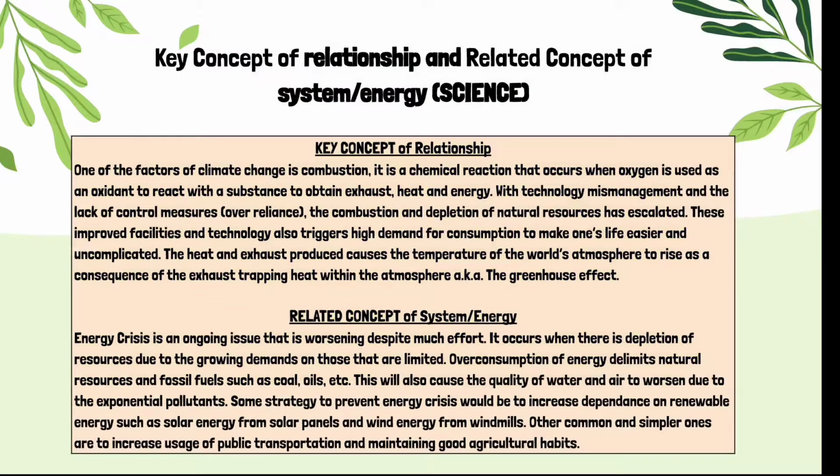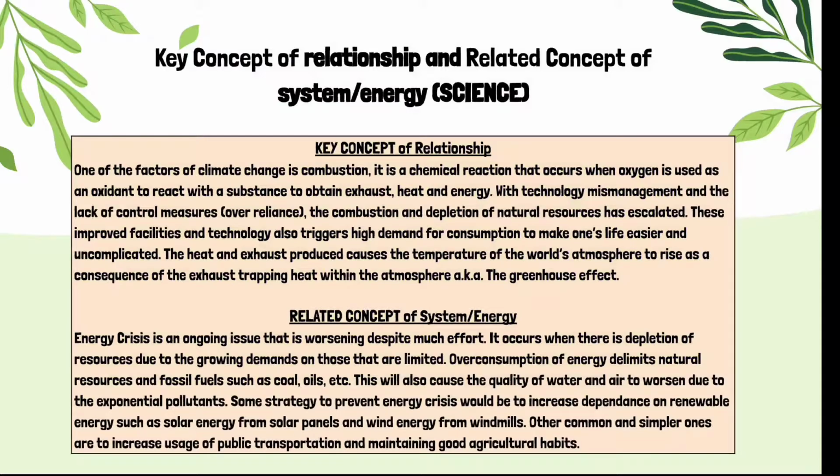Firstly, we have the key concept of relationship and related concepts of system or energy for science. We've learned that combustion for heat and energy is a factor of climate change, and that the mismanagement of technology from its over-reliance can escalate depletion and combustion of natural resources. That will lead to excessive release of greenhouse gases that trap more heat and increase the temperature of the atmosphere.